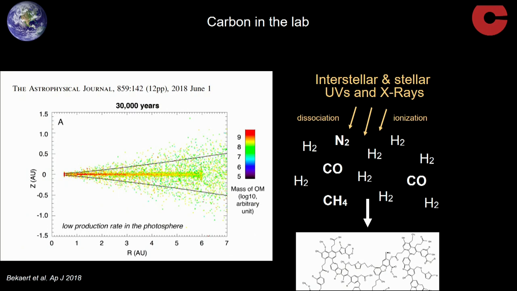Then you can model how these organics are dispersed in the nascent solar system. So this is a disk, and after some time, they tend to sediment on the equatorial plane, and here it can be trapped by growing meteorite, silicated meteorite.